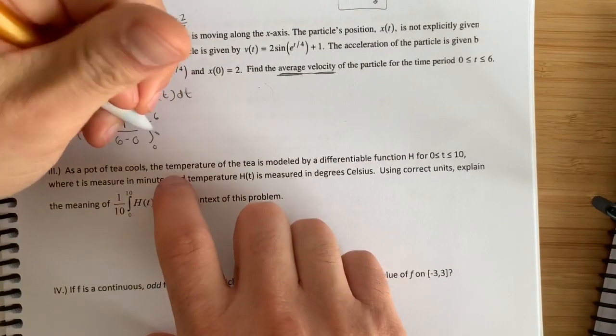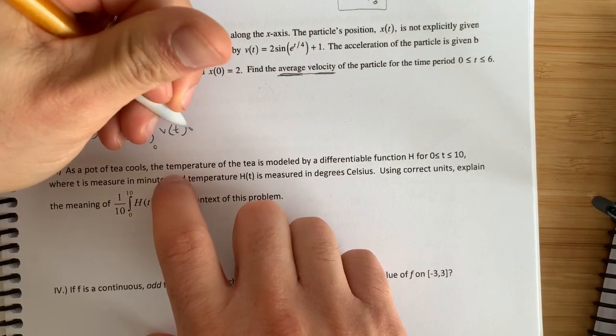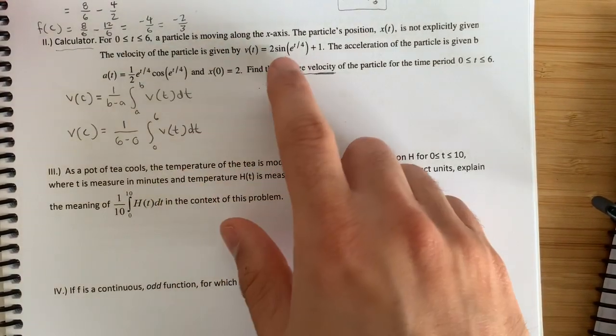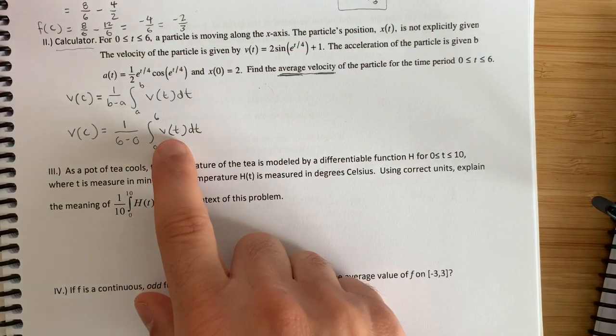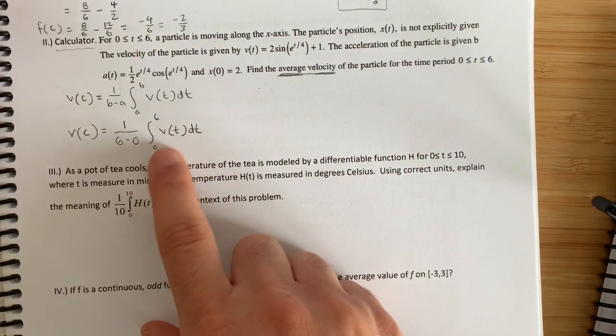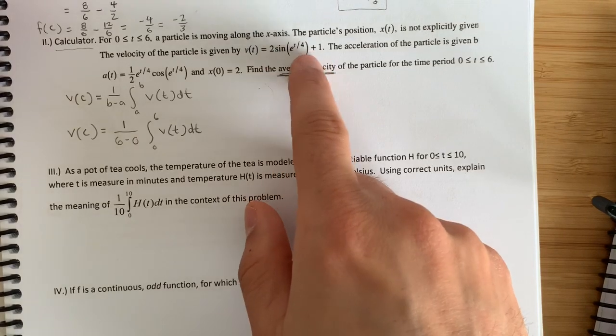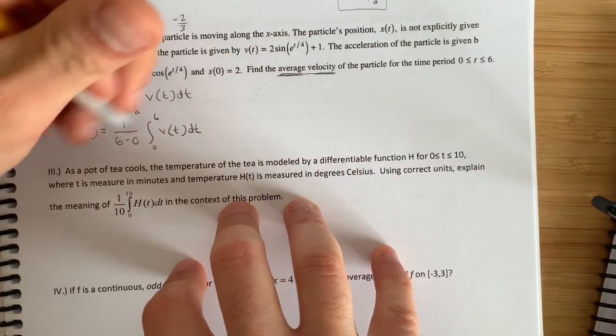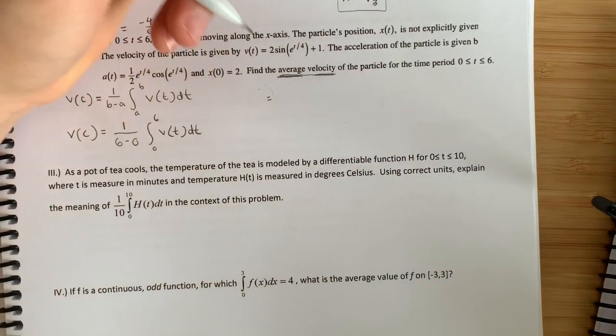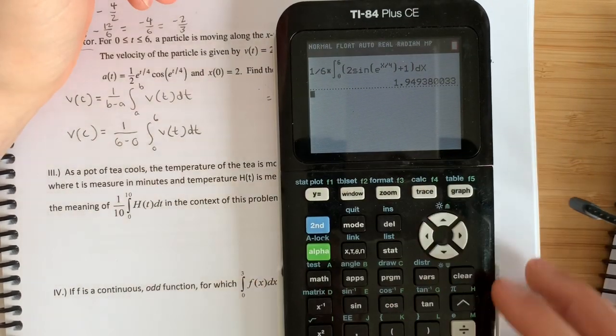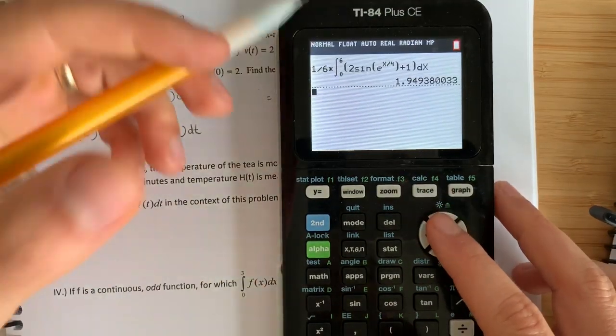Now you could just write v of t on your work here, but in your calculator, of course, you'll plug in the equation. But just by putting v of t here eliminates any potential mistakes of like forgetting something here. And then I'll put that into my calculator. So on the main screen, I should be able to do this.